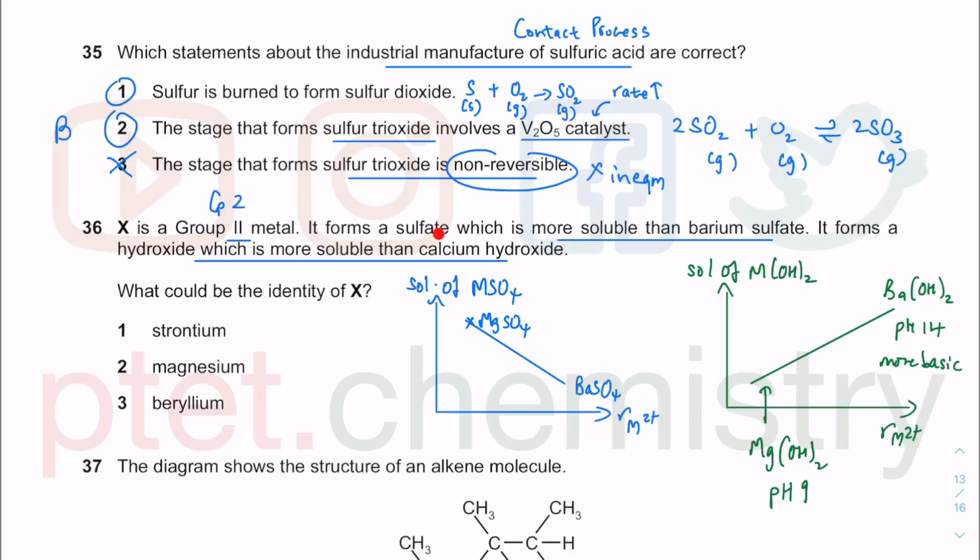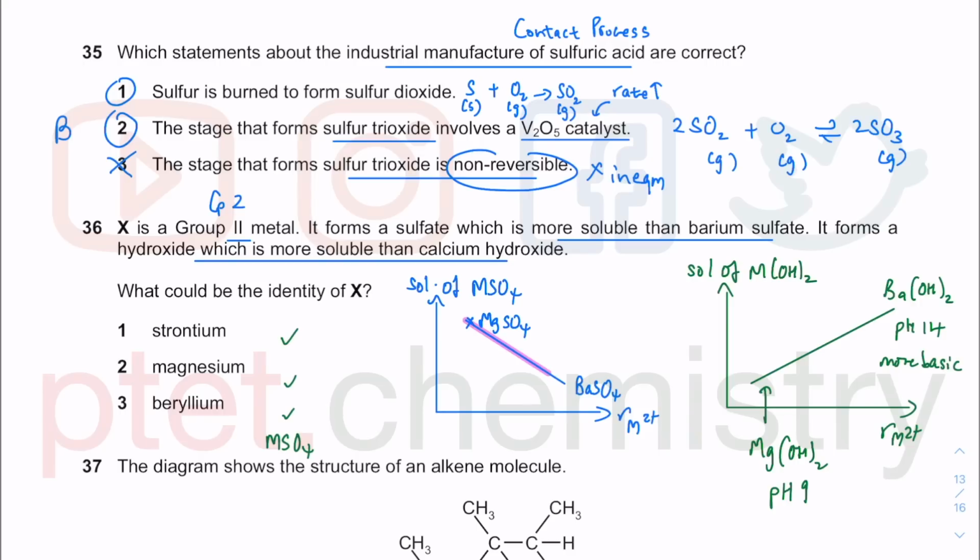So in terms of a sulfate which is more soluble than barium sulfate, it can be any of these. So it can be magnesium, yes. So let me just think about the sulfate. More soluble than barium sulfate, yes, and yes. They are all more soluble than barium sulfate because barium sulfate is all the way down there.